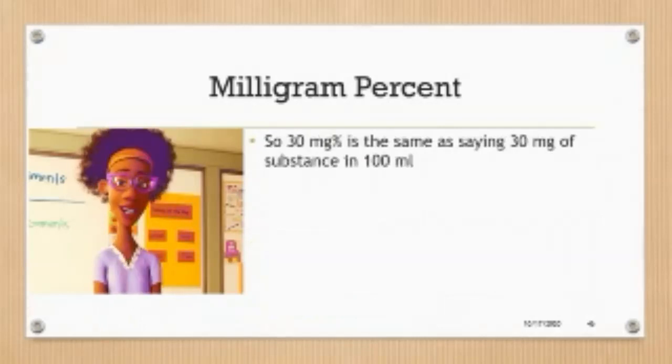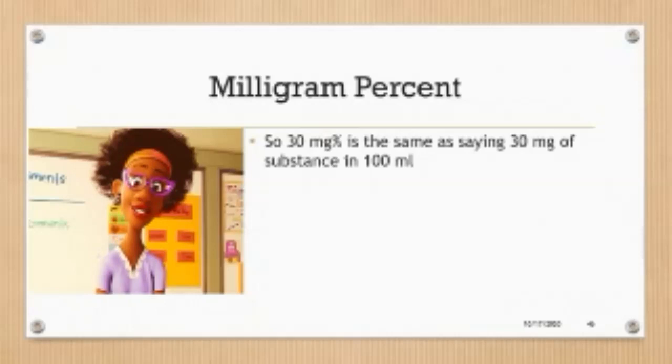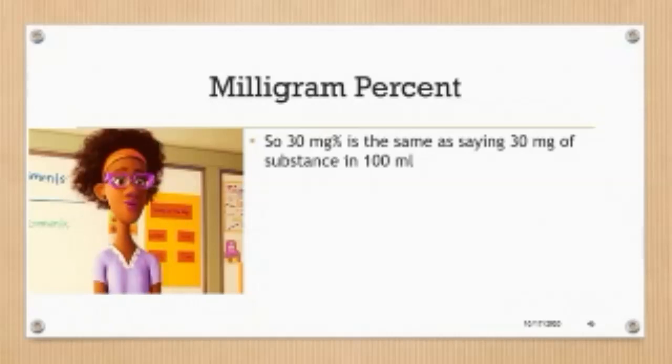So if I have a 30 milligram percent, what does that mean? It means I have 30 milligrams of the substance contained in 100 ml of, say, body fluids, in urine or in blood or in plasma. Okay.